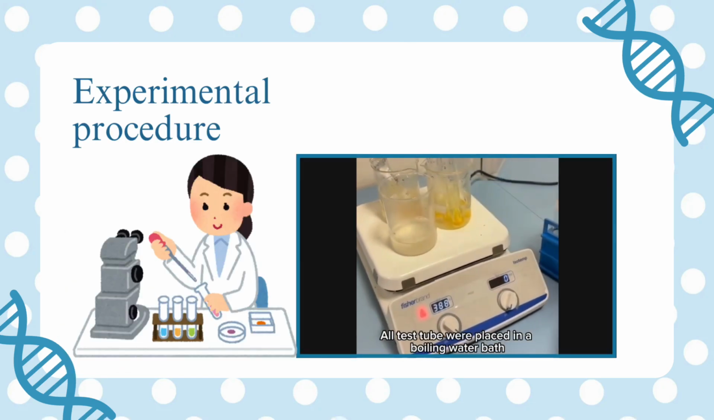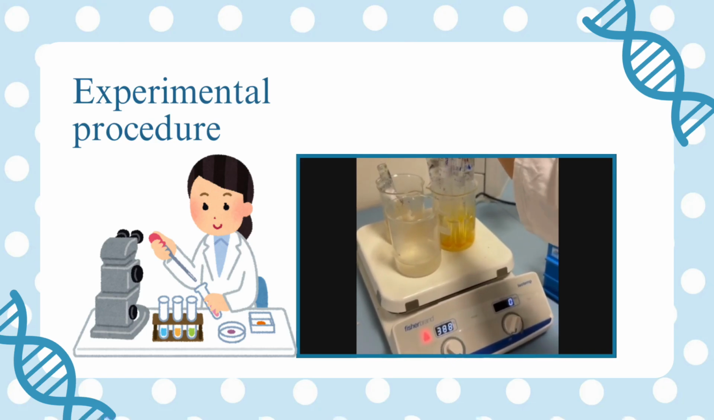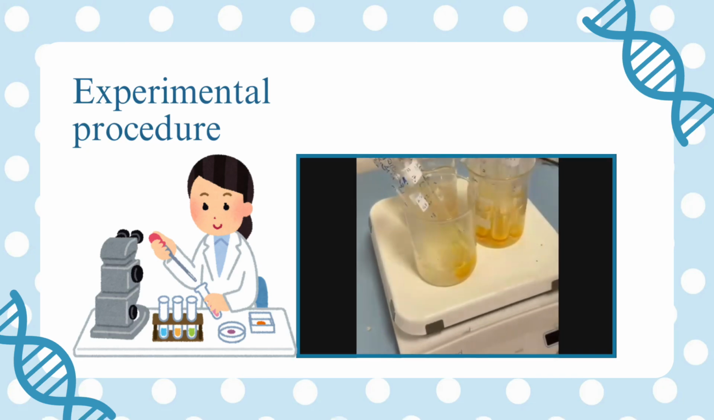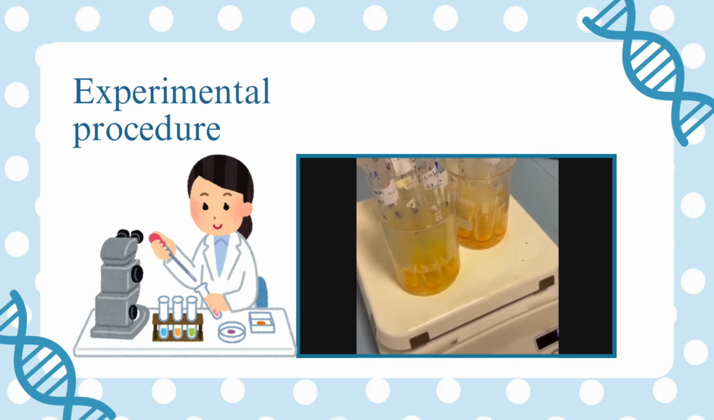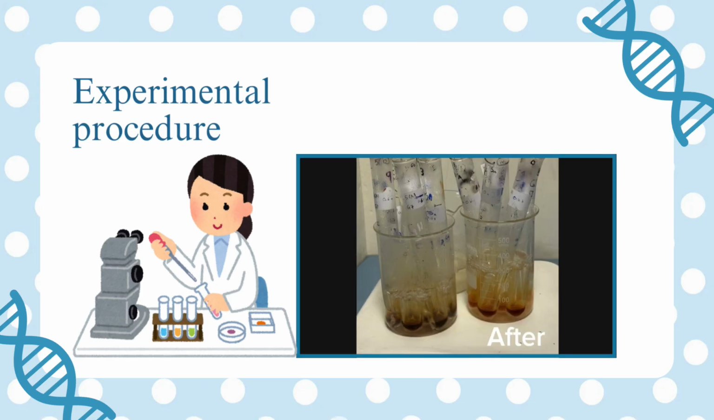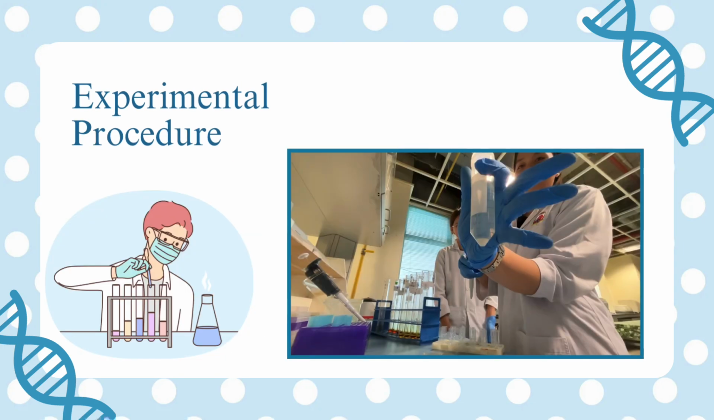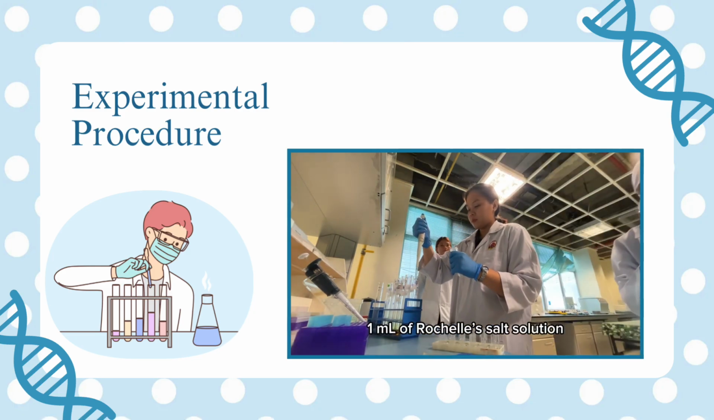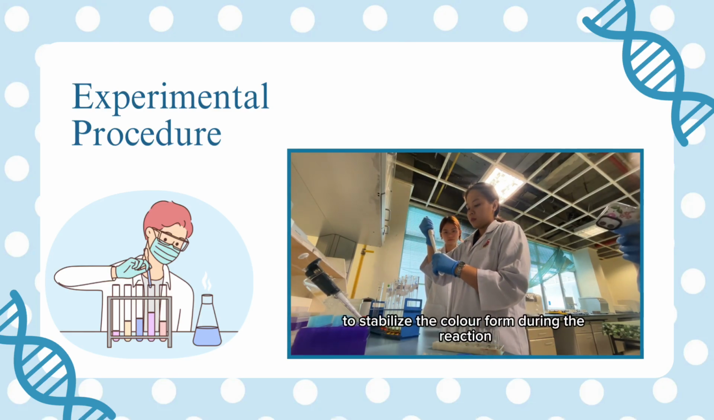All test tubes were placed in a boiling water bath and heated for 5 to 7 minutes to allow for color development. The test tubes were cooled down at room temperature after boiling. 1 milliliter of Rochelle salt solution was added to each test tube to stabilize the color formed during the reaction.